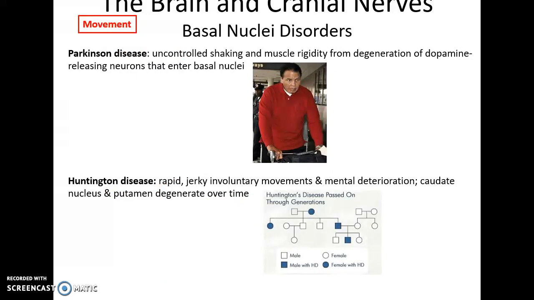Damage to the basal nuclei can lead to things like Parkinson's disease. It leads to uncontrolled shaking and also rigidity from degeneration of dopamine-releasing neurons that enter the basal nuclei. Then there's Huntington's disease, a genetic disorder that leads to rapid, jerky, involuntary movements and also mental deterioration. It is often localizing damage and degeneration to the caudate nucleus and putamen.